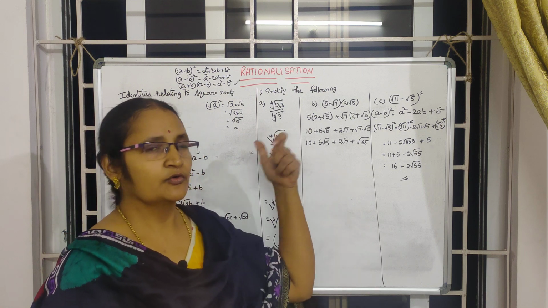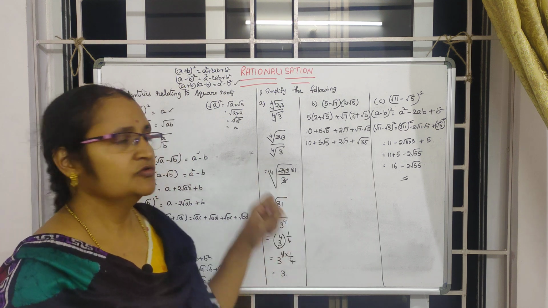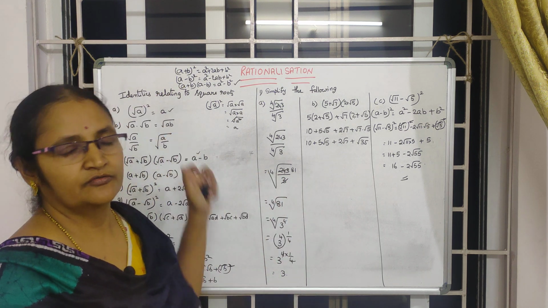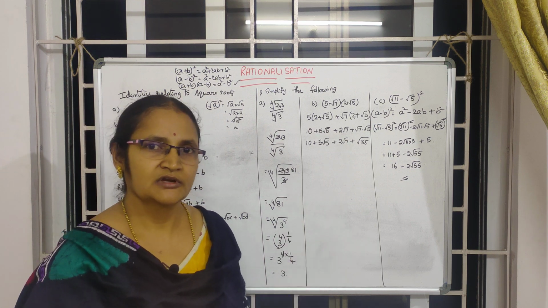In the next video, we are going to talk about rationalization: how to rationalize, and for that also we need these laws of identities and all. Based on that, we will solve the next one. Clear? Thank you.